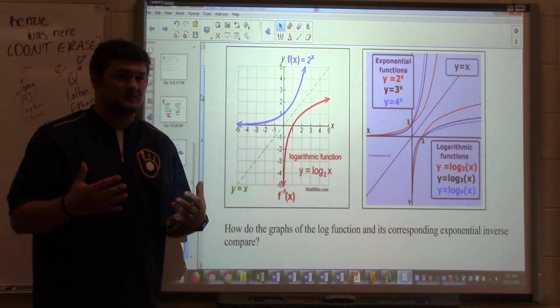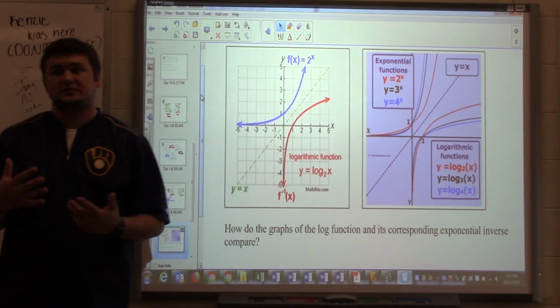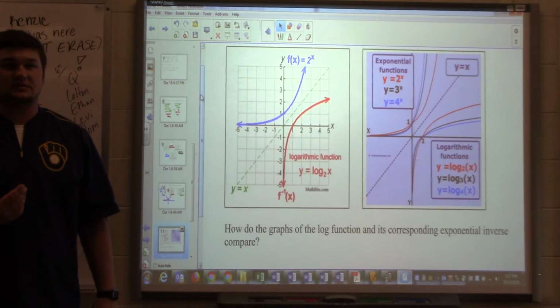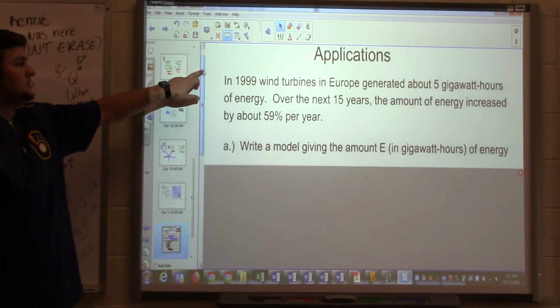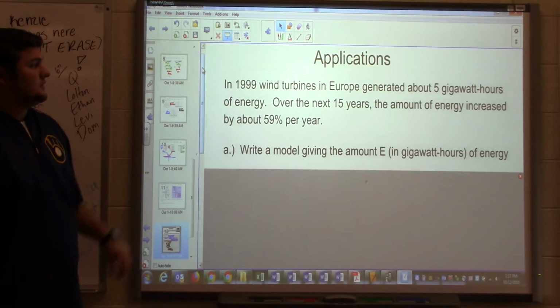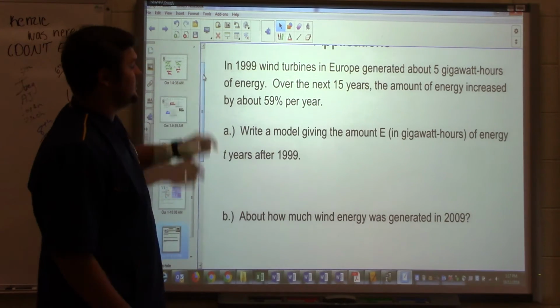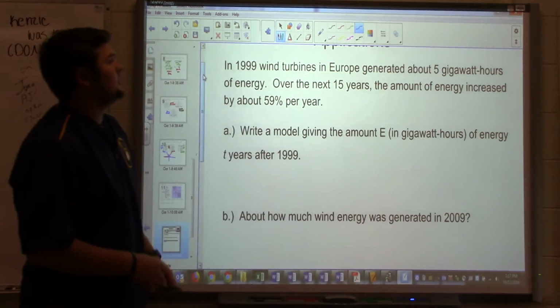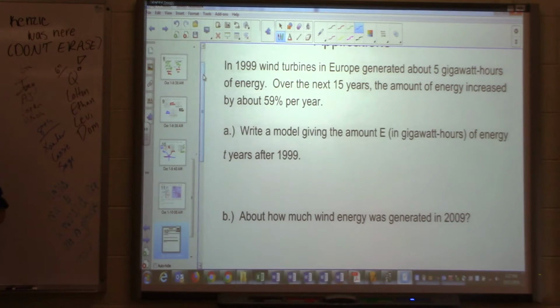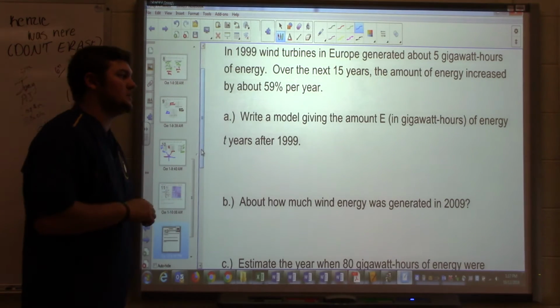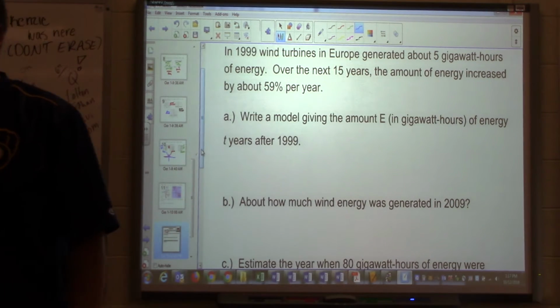Does that make sense? Like I said, we're not going to do a ton with asymptotes. We're just looking at the graphs. Any questions? Okay. I think we have one application problem to practice. Let's do it together. In 1999, wind turbines in Europe generated about 5 gigawatt hours of energy. Over the next 15 years, the amount of energy increased about 59% per year. Write a model giving the amount E in gigawatt hours of energy T years after 1999.